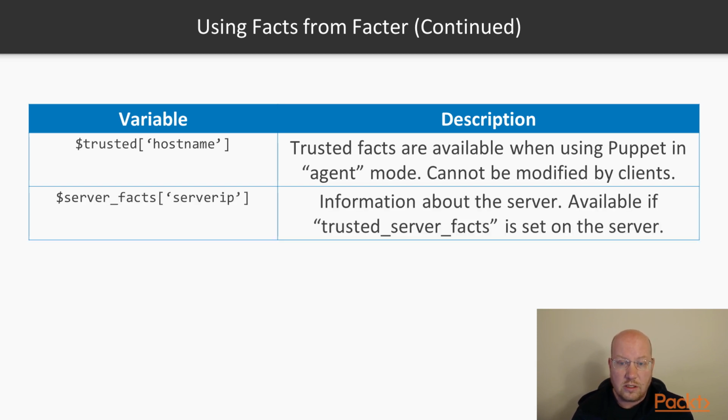If we set a trusted server facts option on our Puppet server, then the Puppet server will also populate a server facts hash. And that just includes a few pieces of information about the server, like its IP address, its host name, what version it's running, just in case that information is needed. So we would really like to access our facts through the facts hash.